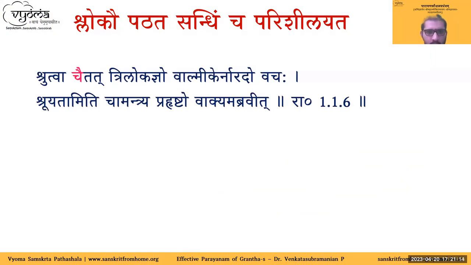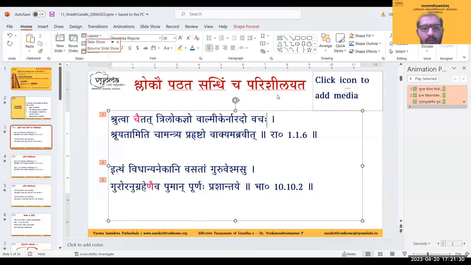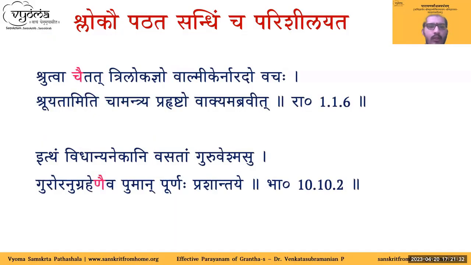Shrutva chaitatrilokajño valmikirnarado vachah shruyata miti chamantya prahrushto vakyamabravit. This is the first shloka. The second is Itham vidhanyanekani vasatam guruveshmasu guroranugrahena puman purnah prashantake.